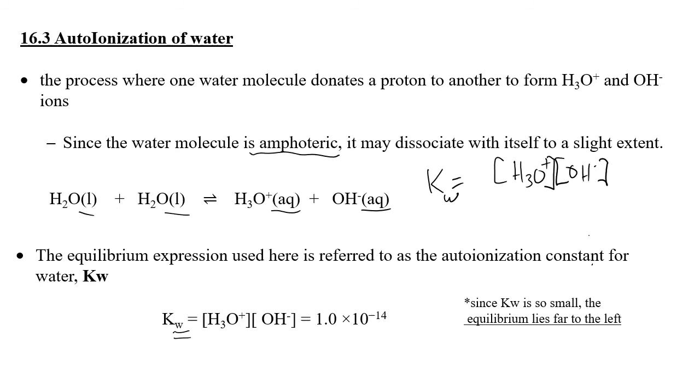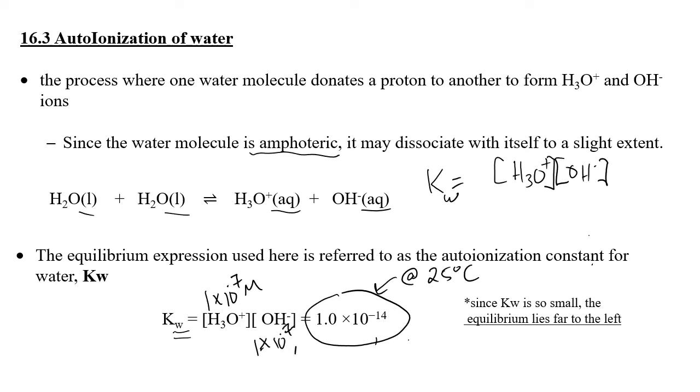What you need to know is that this is a very small number. This is measured at 25 degrees Celsius. All K values are temperature dependent. The important thing is it's a tiny number. Look how tiny that is, 1 times 10 to the negative 14th. If that's 1 times 10 to the negative 14th and you do the math, that means in a sample of pure water, the hydronium concentration is 1 times 10 to the negative 7th molar. And the hydroxide ion concentration, 1 times 10 to the negative 7th molar.